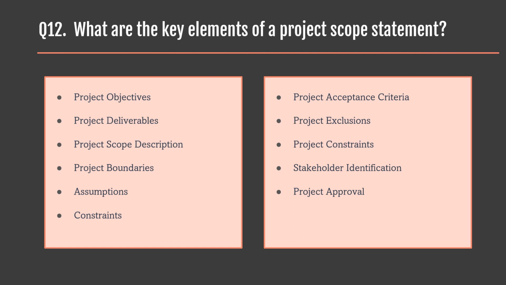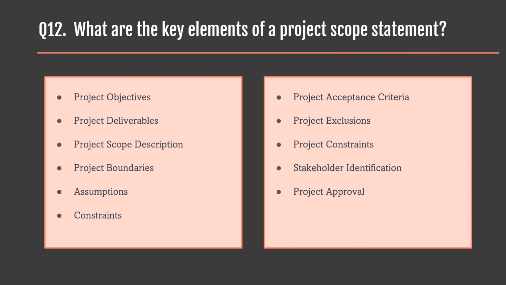Project acceptance criteria. Specify the criteria that must be met for the project to be considered complete and accepted by the stakeholders. Project exclusions. Enumerate the items or work that is explicitly excluded from the project scope. This helps to avoid misunderstandings and scope-related issues.